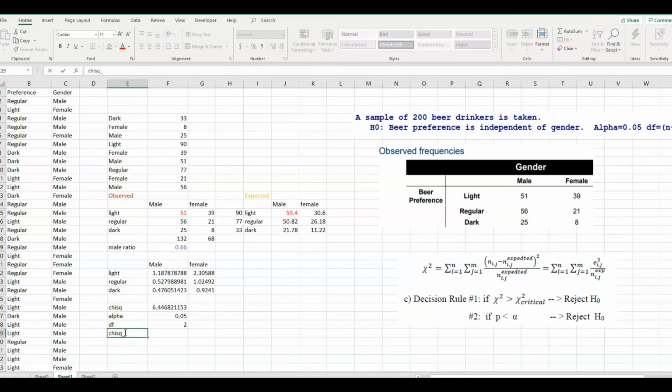So this is the chi-squared critical value. We use CHISQ.INV.RT, right tail. The probability is 5% and the degree of freedom is 2. So this is the critical value, and this is our decision rule. If our calculated chi-square is higher than chi-square critical, we reject. Otherwise, accept. Obviously, we reject.